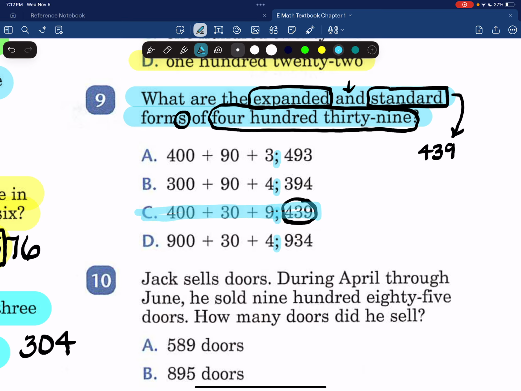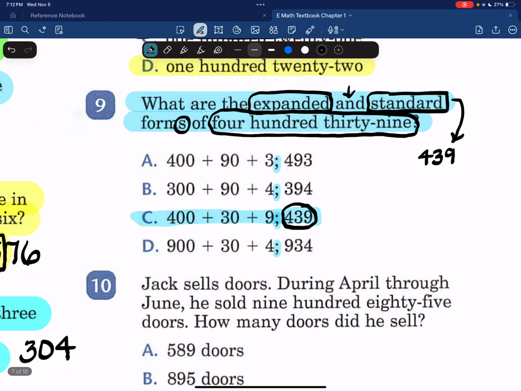But let's look at the others just so we can be sure we know what we're doing. 493, that is not 439. 394, again, it doesn't match 439. And I'm getting that from the question. 934 is not 400 anything. So the answer that matches is C.